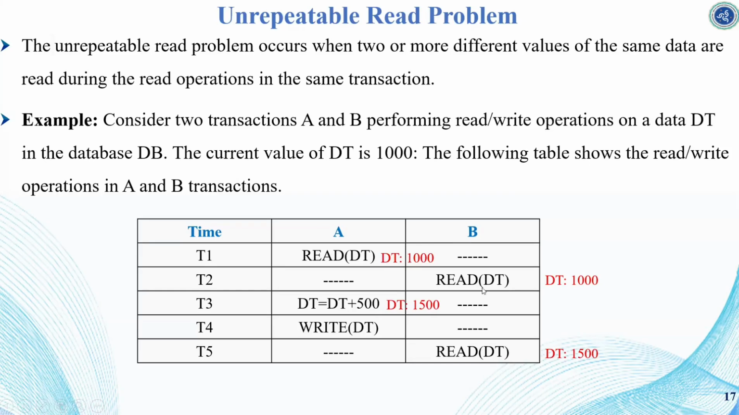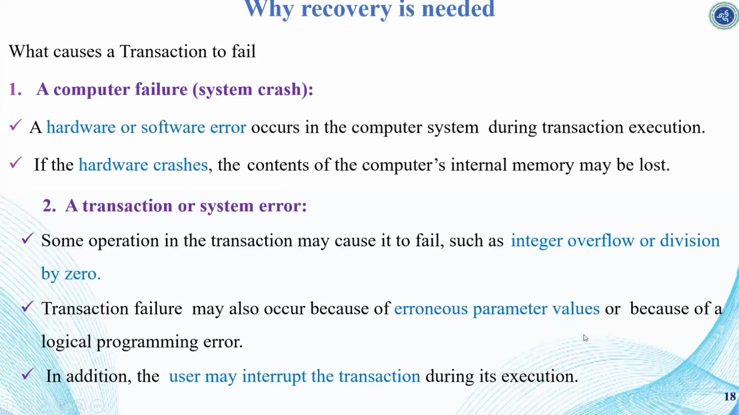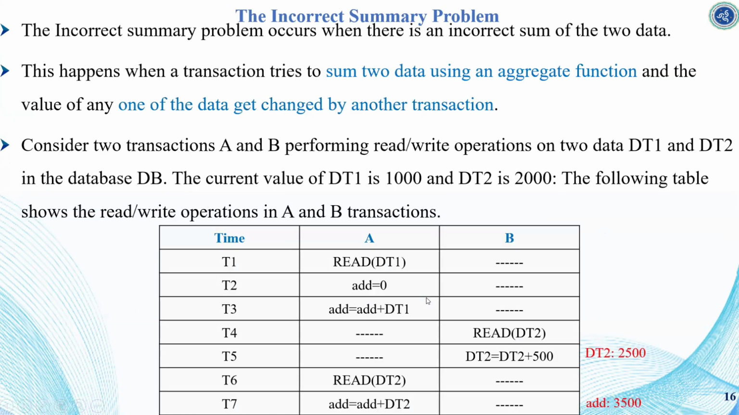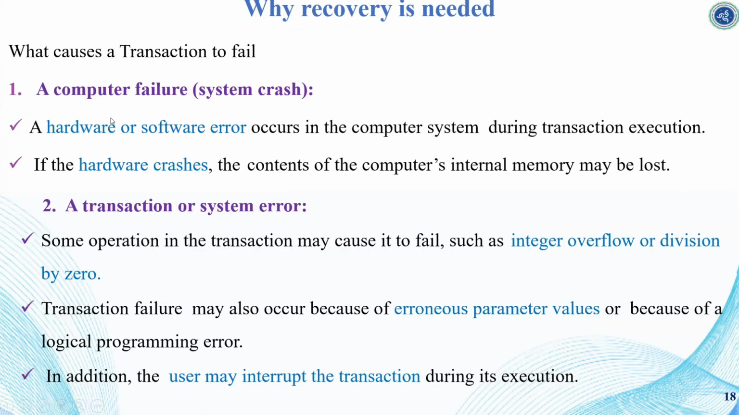So here transaction B finds two different values of DT in two different read operations. So these are the different problems, and this is important. What are the four problems that arise when we access data concurrently? The lost update problem, the incorrect summary problem, the unrepeatable read problem, and the dirty read problem. 4 problems ആണ് ഉള്ളത്.